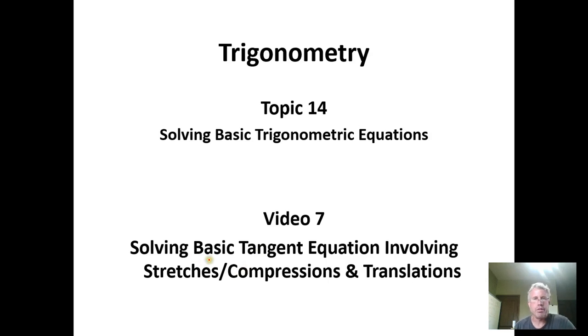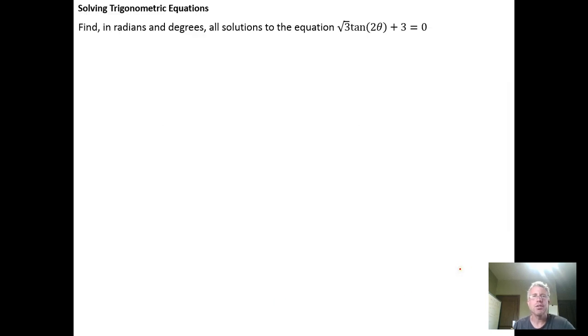In this video, we're going to look at solving a basic tangent equation that involves stretches, compressions, and translations. So this says find, in radians and degrees. First we'll work in radians, and then we'll come over here and work in degrees. I'm going to write it down now so I don't forget to come back and do that. All solutions to the equation square root of 3 tan 2 theta plus 3 equals 0.